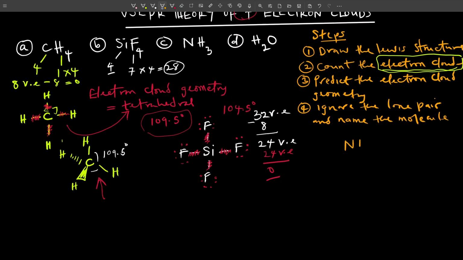NH3. The first thing we have to do again is to draw the Lewis structure of NH3. Here we have 5 valence electrons. Here we have 1 valence electron times 3. That will give me 3. 3 plus 5 will give me 8 valence electrons.